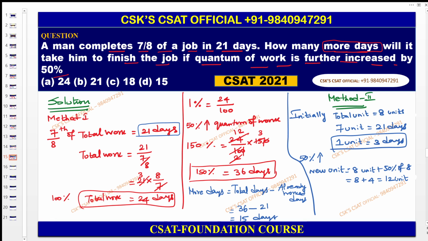Now how many units already completed in 21 days? Already completed, yes, 7 units. Then what is the remaining? Remaining here is 5 units. 1 unit he takes 3 days. Therefore for 5 units, 5 into 3 is equal to 15 days. Understood this method?